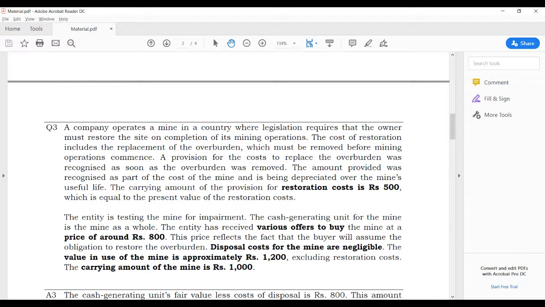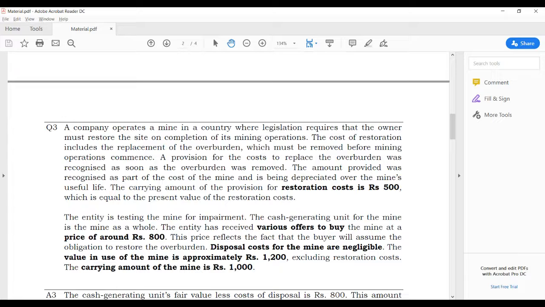The entity has received various offers to buy the mine at the price of rupees 800. Okay, so it will become our fair value. The price reflects that the buyer will assume the obligation to restore the cost of the burden. Okay, fair value includes the cost of the burden, so I am not supposed to deduct this cost again. The disposal costs for the mine are negligible. So again, there is no disposal cost. So directly 800 will become my fair value.